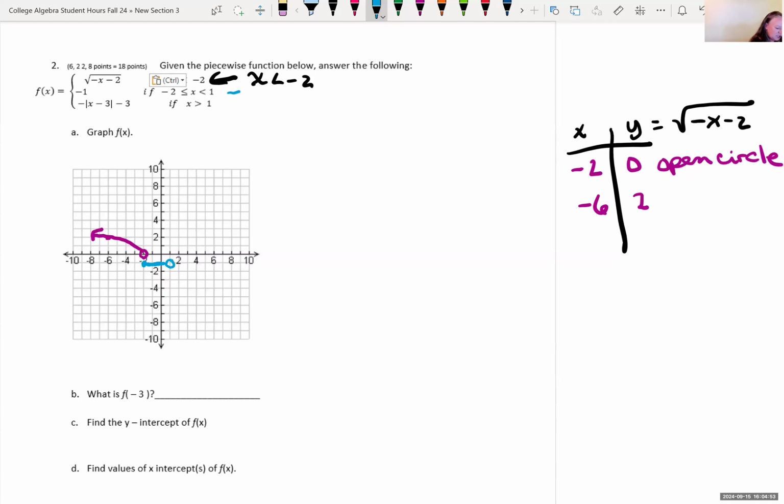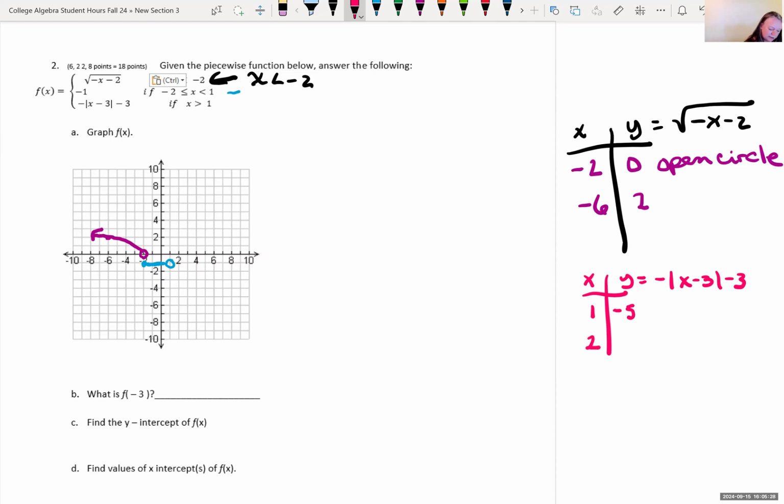And for the last equation, let's go ahead and plot some of that. I have y is equal to negative absolute value of x minus 3, minus 3. So this is for x greater than 1. I want to see what's happening at 1. If I plug in 1 into the absolute value, I have 1 minus 3, which is negative 2. Absolute value of negative 2 is positive 2, but I have that negative out front. So I have negative 2 minus 3, which is negative 5.